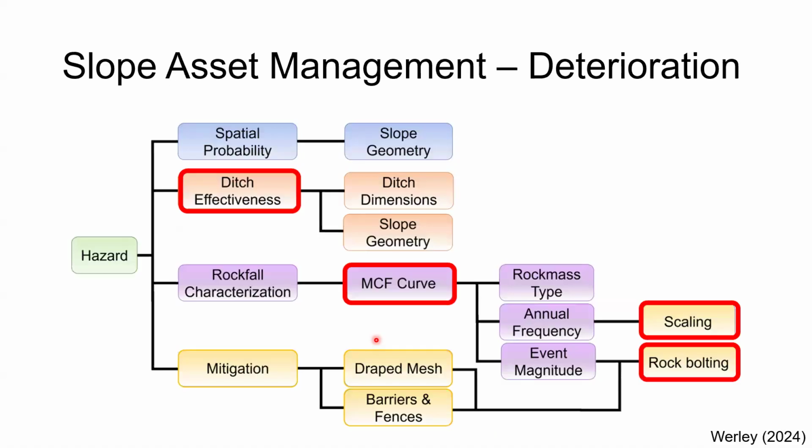So Kira Worley, one of my master's students, put together this chart, which basically shows, in a quantitative hazard assessment, all of the different factors that may influence the hazard. And highlighted in red are 4 factors that she considered in her thesis as potentially changing over time. We're not going to talk about ditch effectiveness today because it's maybe not the most rock mechanics focused piece of what she did. And we're not going to talk about scaling or rock bolting because those were some of the most data poor scenarios that she looked at.